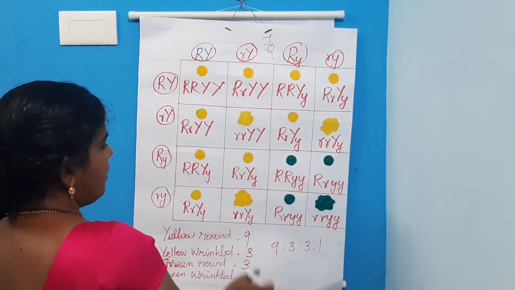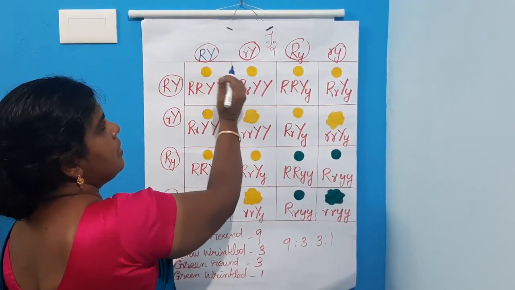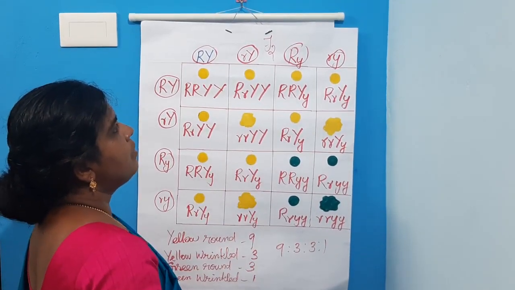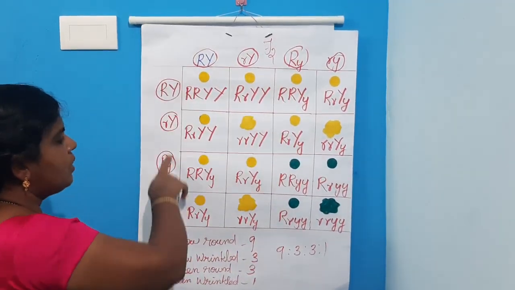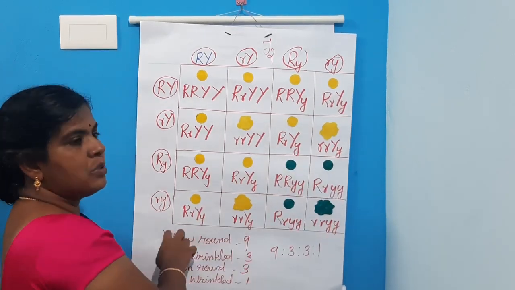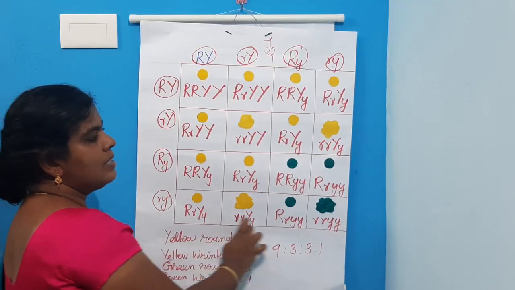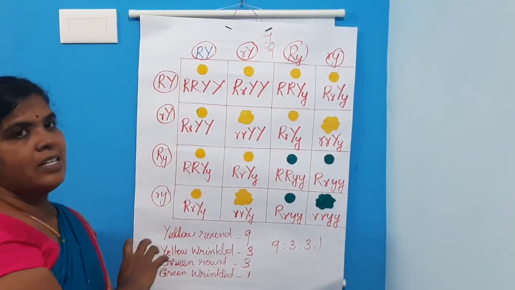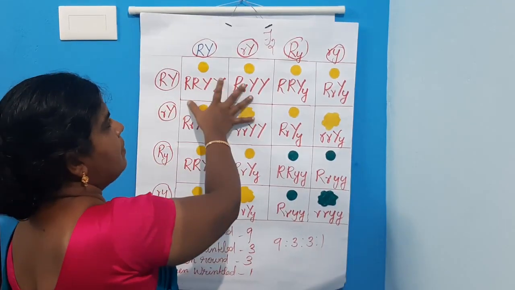So we have to write the gametes like this, capital R, capital Y. Then small r, capital Y, capital R, small y, small r, small y. The same gametes you have to write here. So for F2, you have to draw the checkerboard. But it's the graphical representation, isn't it? To note down the hybrids.